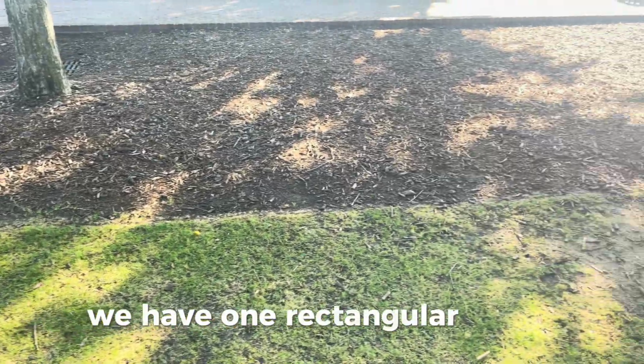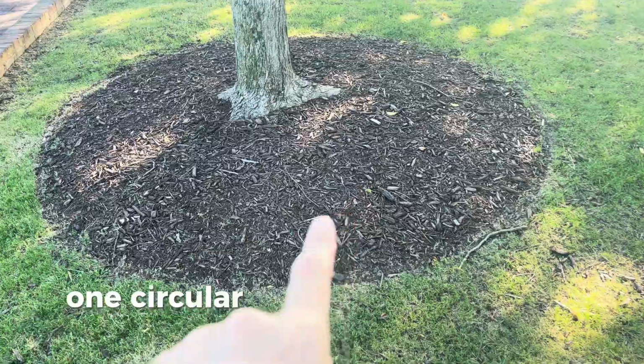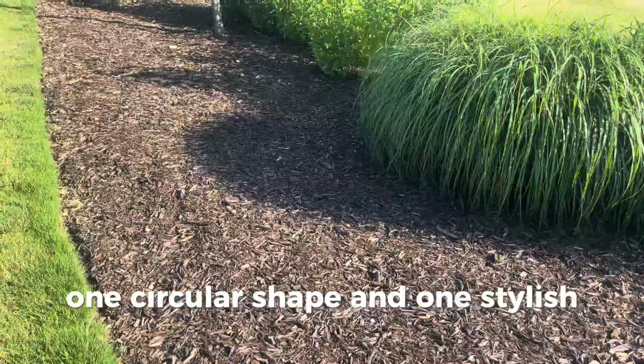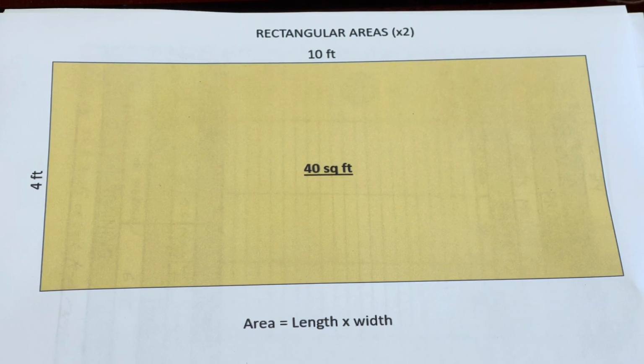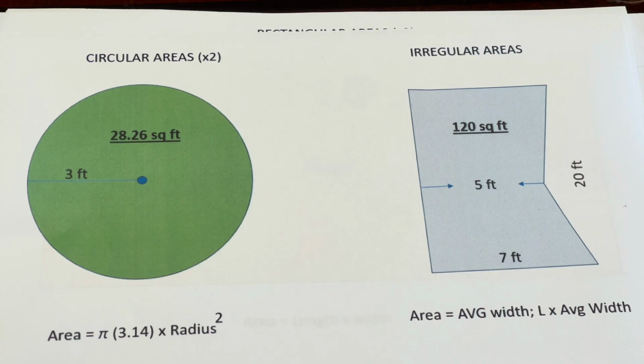We have 1 rectangular shape, 1 circular shape, and 1 stylish irregular shape. Here's how you would calculate a rectangular area: length times width. So 4 times 10 equals 40 square foot. For our circular area, all you're going to do is 3.14 times 3 foot squared, which would equal 28.26 square foot. And then lastly, all we're going to do is find out the average width, which we said is between 5 and 7.